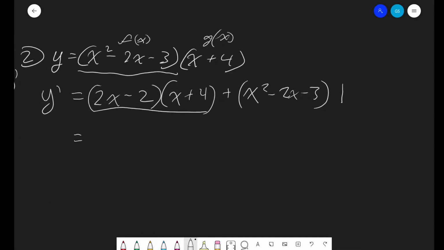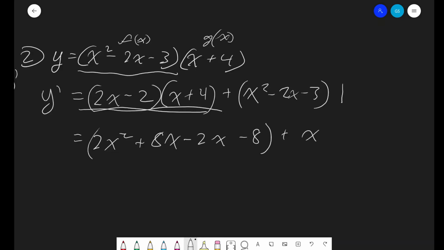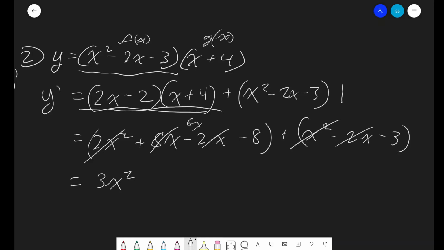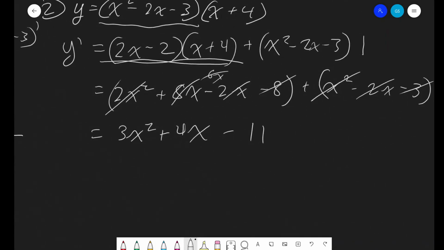Now I'm just going to expand this guy. 2x times x, 2x squared. 2x times 4 is 8x. Negative 2x, negative 8, plus x squared, and I'll keep it in brackets to not confuse you, x squared minus 2x minus 3, right? And now 2x squared plus x squared is 3x squared. 8x minus 2x is 6x. 6x minus 2x becomes 4x. Negative 8 minus 3 is just negative 11. So 3x squared plus 4x minus 11. Not too bad.